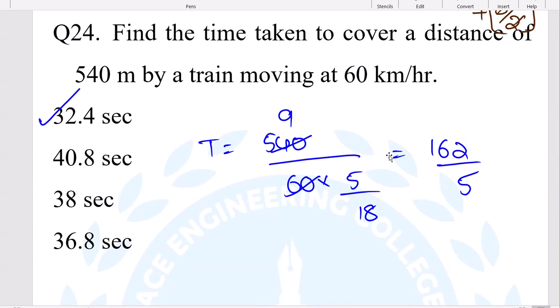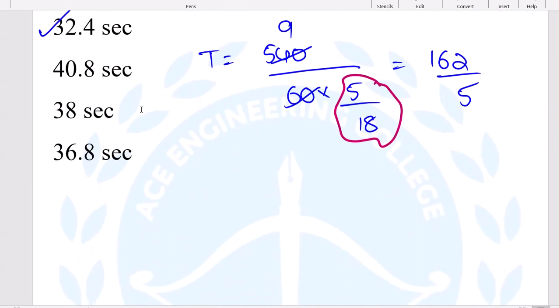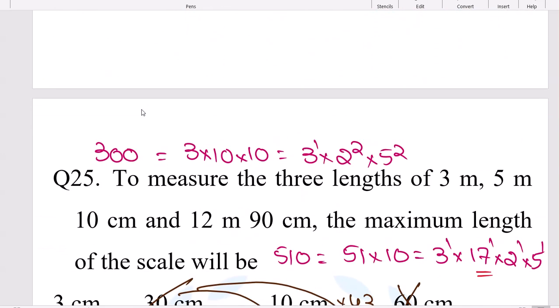5 by 18, because speed is in kilometer per hour, distance is in meters, and timing is in seconds. We need to convert kilometer per hour to meter per second, this extra point. Otherwise, time is distance by speed. It's again a basic thing. Easy questions like this, straightforward, moderate, and some difficult questions, all that mix will definitely be there in exams.